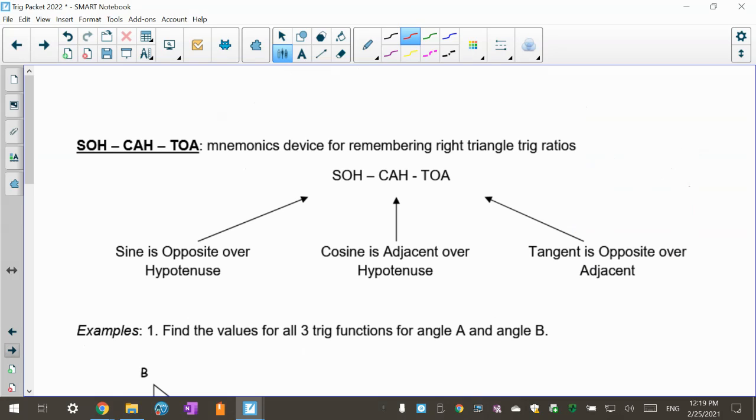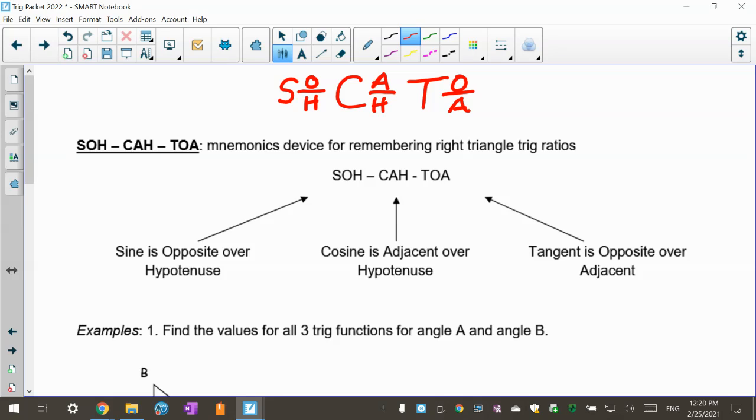So now we have this mnemonic device that we remember. We call it Sohcahtoa. I actually write it like this, okay? S with an O over H like this. Sohcahtoa, okay? So the S stands for sine, opposite over hypotenuse. The C stands for cosine, which is adjacent over hypotenuse. And tangent is opposite over adjacent. So that's what the T stands for.